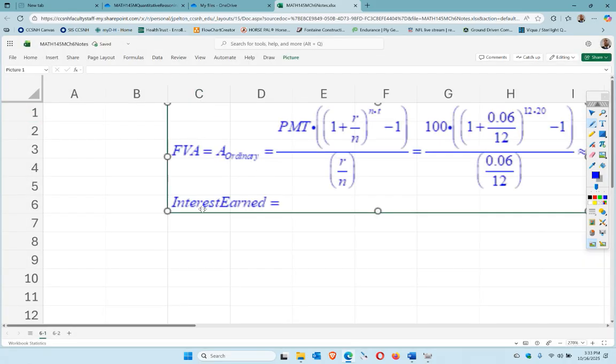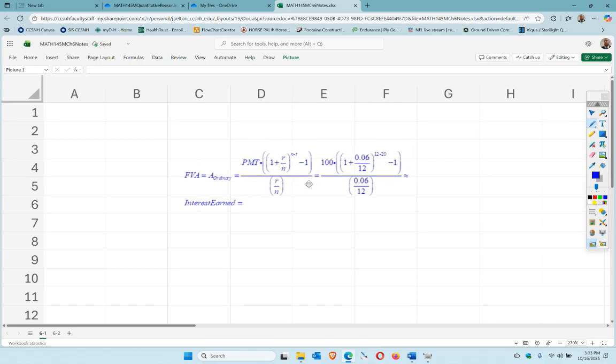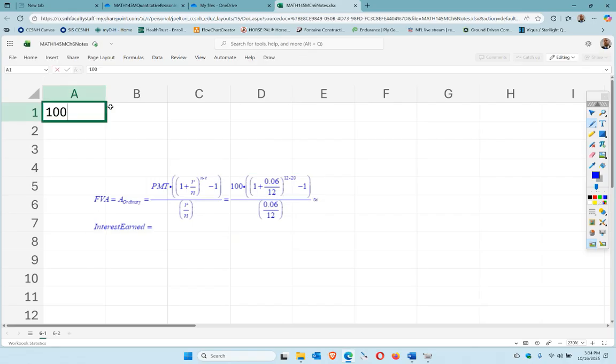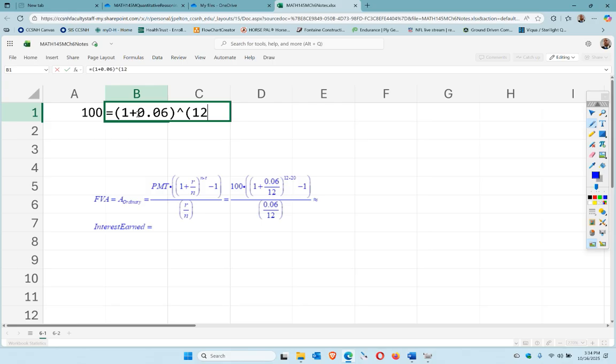Oh, I can. Very nice. This is going to save me some time going back and forth trying to show you, right? So I'm going to put each of these pieces in different boxes. The first thing I'm going to put is the 100 here, equals 100. And then here, I'm going to put equals, parentheses, 1 plus 0.06 to the power of, parentheses, 12 times 20, right?